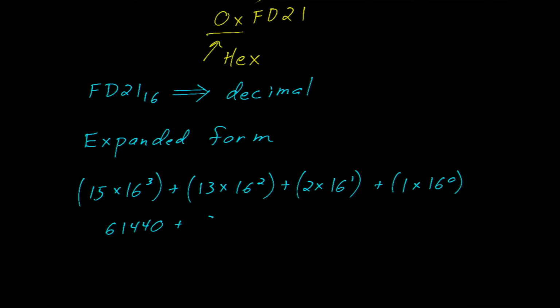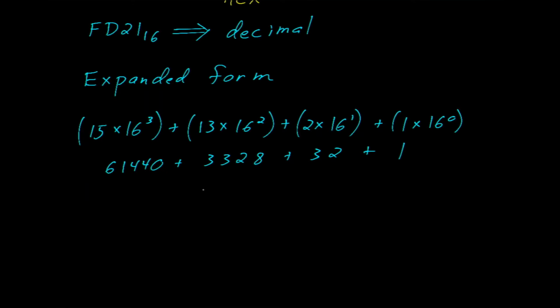61440 plus 3328 plus 32 plus 1 gives us our original number of 64801, base 10.